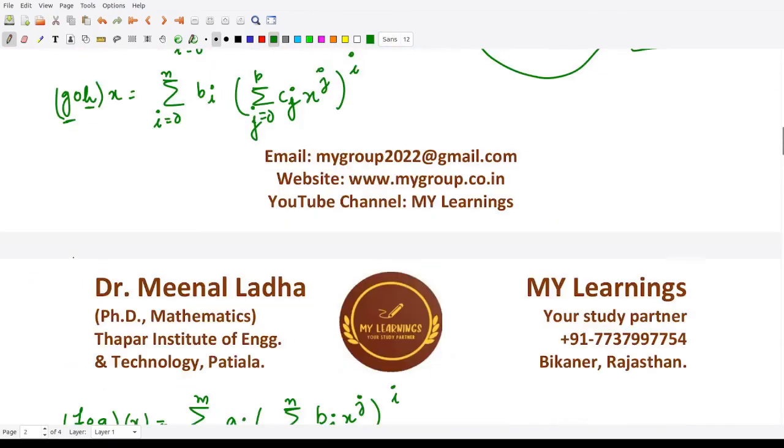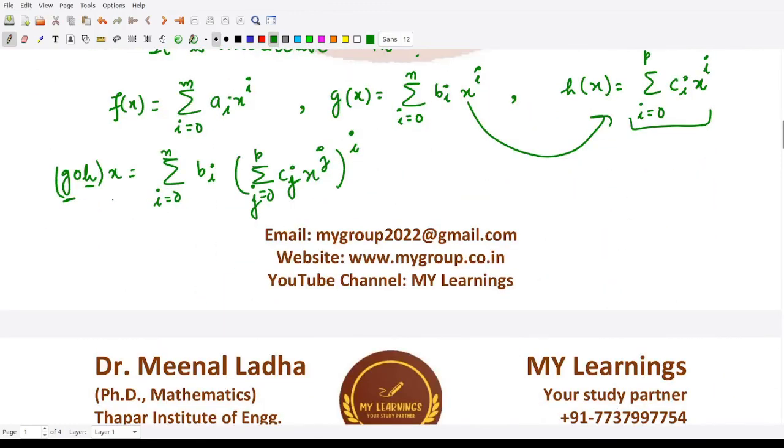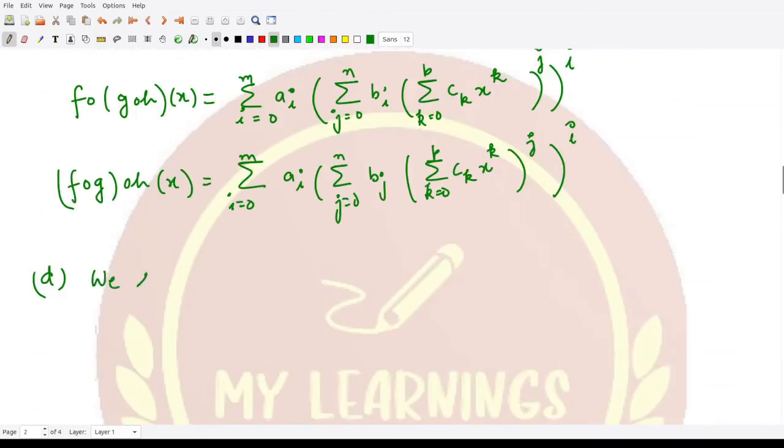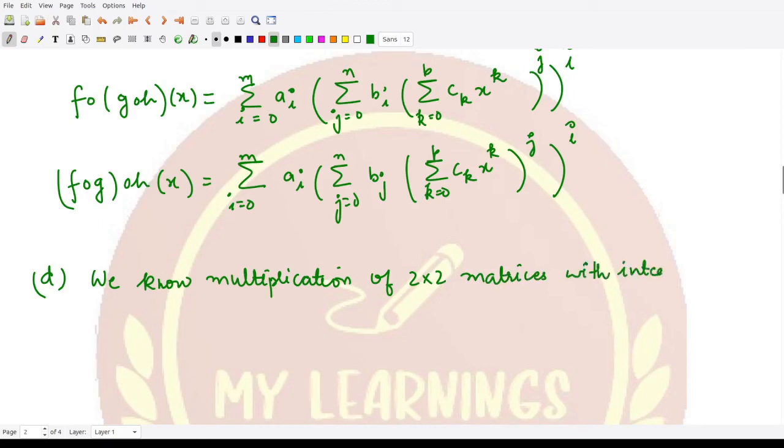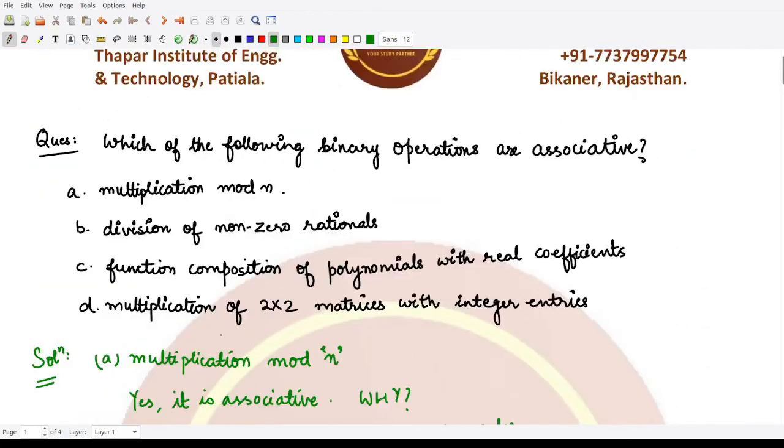For the last one, the D part, what did we want to check? Multiplication of 2 cross 2 matrices with integer entries. We know that multiplication of 2 cross 2 matrices with integer entries is associative. So therefore this option is also correct. So we have option D, option C and option A as the correct options.